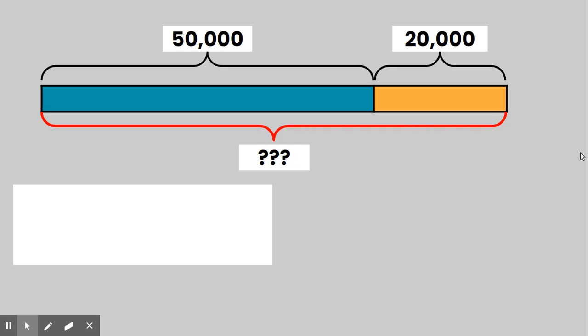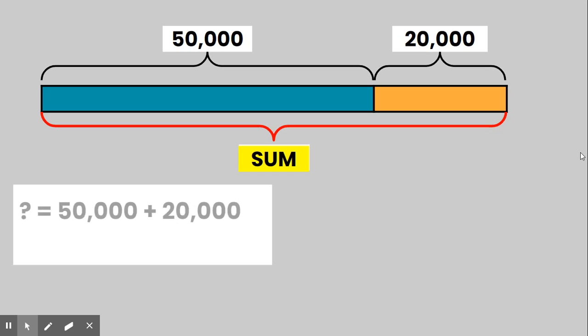Well, we could add our two parts to find the whole. This is called finding the sum when we add two parts. So our mystery value equals 50,000 plus 20,000. That means our mystery value equals 70,000. So the sum of this bar model is 70,000.